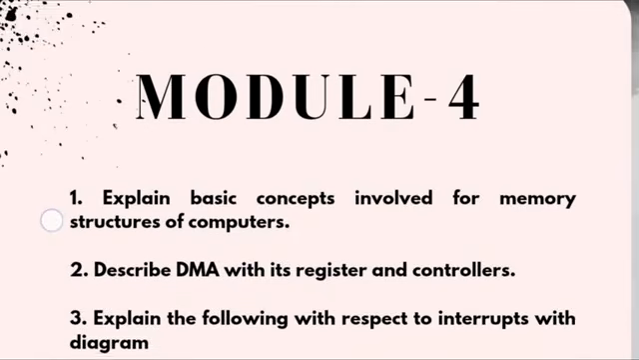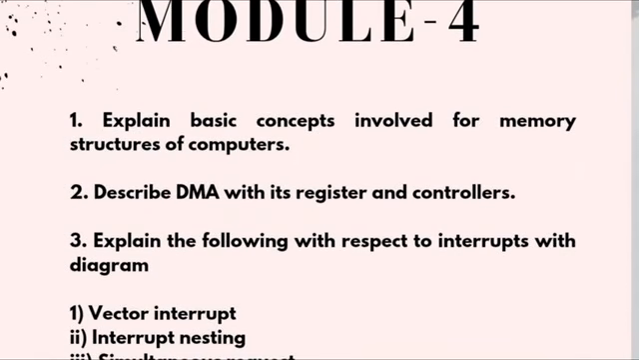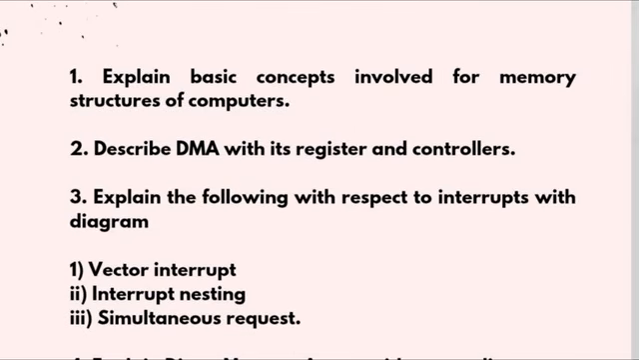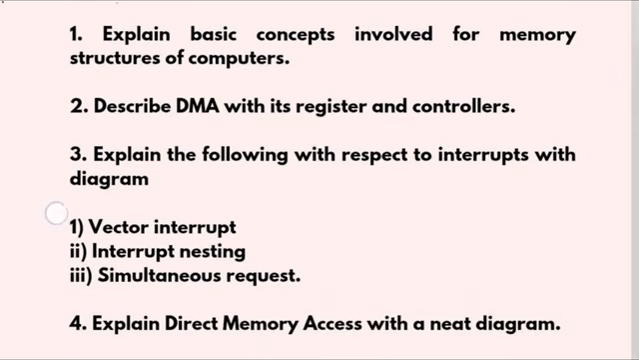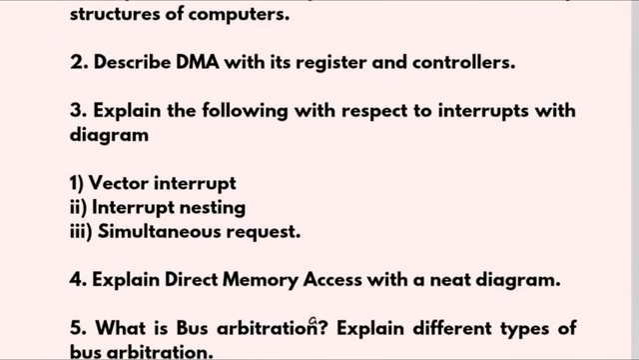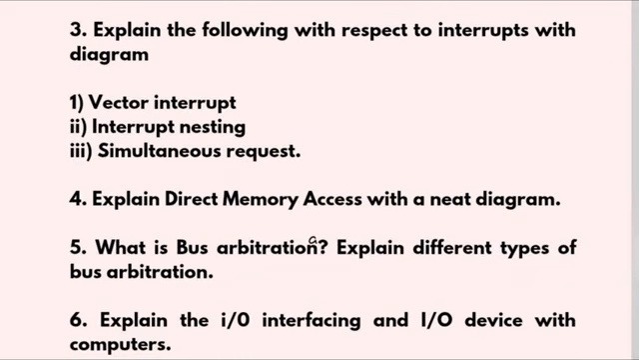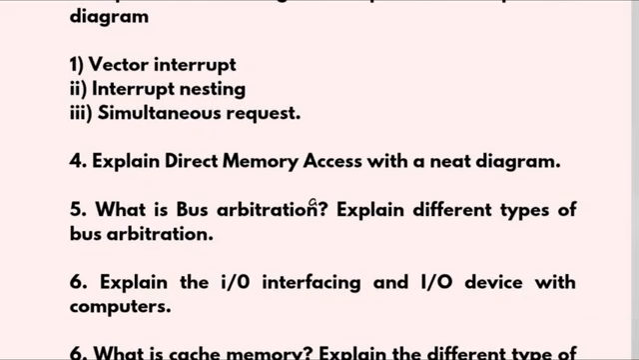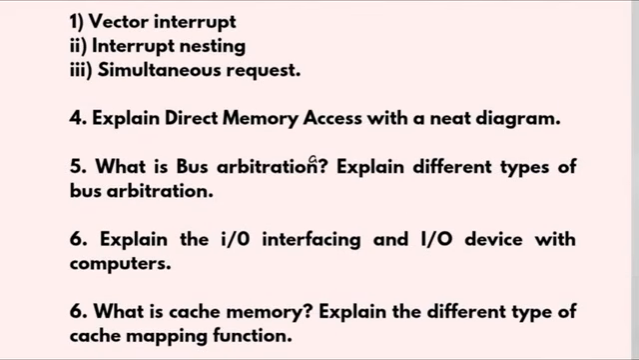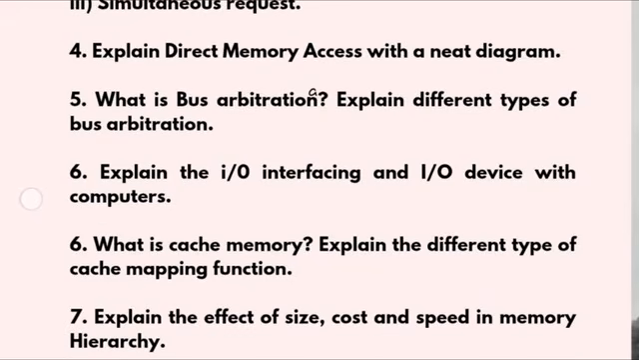Next, we have module 4, in which you have to cover: explain basic concepts involved for memory structures of computers; describe DMA with its registers and controllers; explain the following with respect to interrupts with diagram: vector interrupt, interrupt nesting and simultaneous requests; and explain direct memory access, DMA, with the need diagram. And what is bus arbitration? Explain different types of bus arbitration. Next is explain the input output interfacing and input output devices with computers.